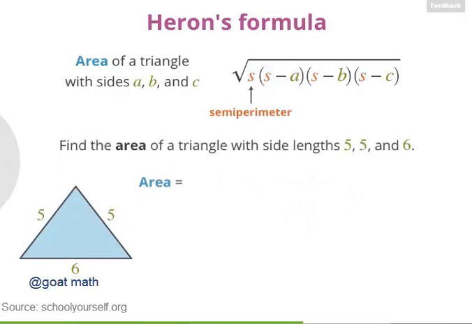Try another example. Given a triangle with side lengths 5, 5, and 6, what's the area? Again, all you know are the side lengths, so Heron's formula would be the way to go.